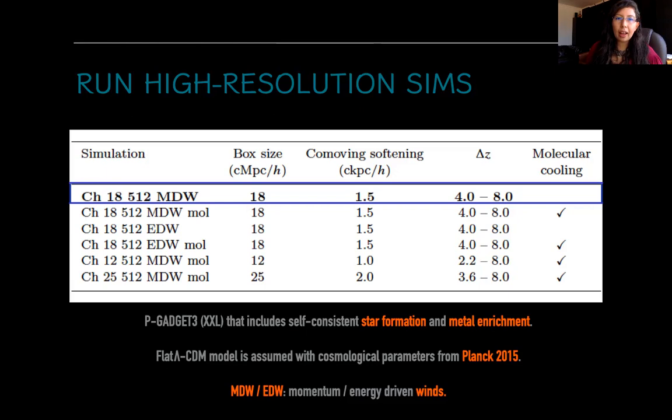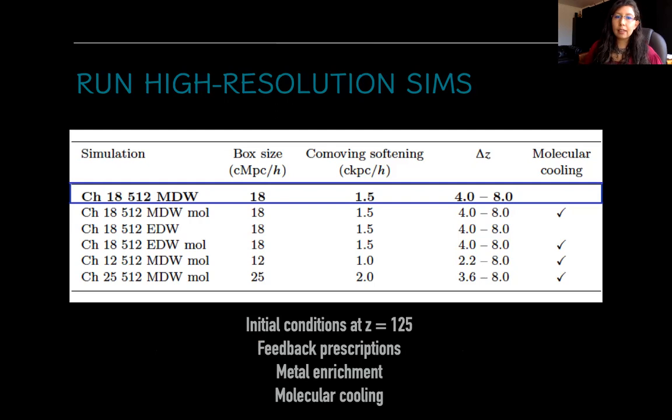In addition to that, we have three different box sizes, from 12 comoving megaparsecs over h to 25 comoving megaparsecs over h. The fiducial run is the first one that I'm showing in that table, which has a box size of 18 megaparsecs, a comoving softening of 1.5, and doesn't include molecular cooling. This is the one with momentum-driven winds. In addition, I have to say that the simulations have been run with initial conditions at redshift 125. As I said, they contain feedback prescriptions, they implement metal enrichment in a self-consistent way, and they account for molecular cooling.